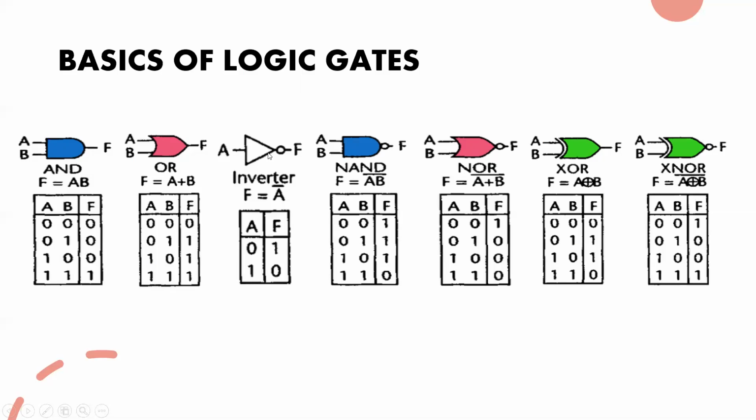Next, coming to the NOT gate, which is also called as inverter. The output is nothing but the complement of the input. So we have when input is equal to 0, the output will be 1. When input is equal to 1, the output will be 0.